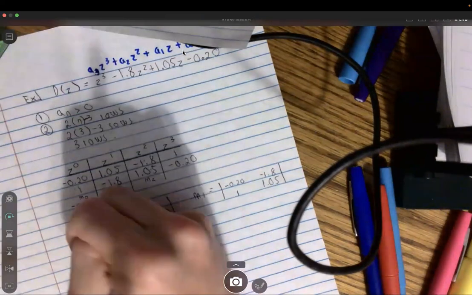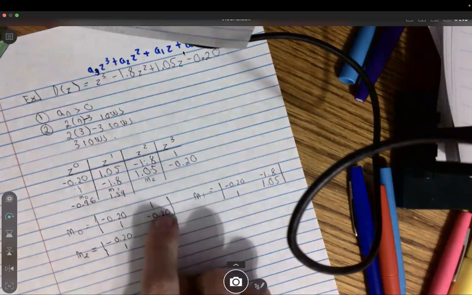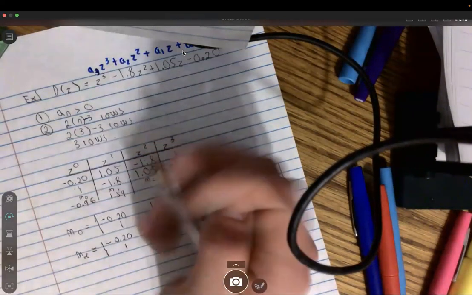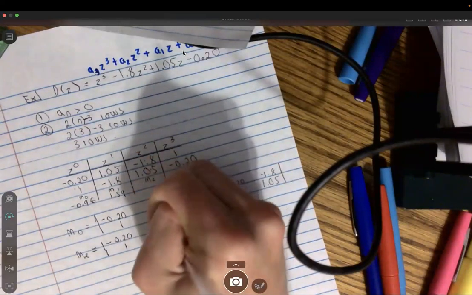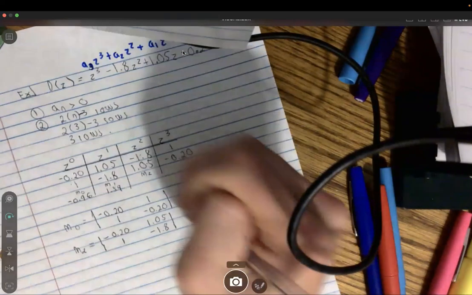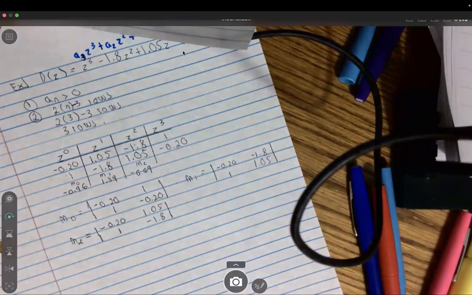Then your M2 is going to be equal to the following. Looking at this, we have negative 0.20 and 1, those always stay the same, the first column. But now in our third column, this is going to be L1 and L2, from these two. So it's going to be 1.05 and negative 1.8. Taking the determinant of that, negative 0.2 times negative 1.8 minus 1.05 is going to equal negative 0.69. Okay, and so that's what we get within our table.